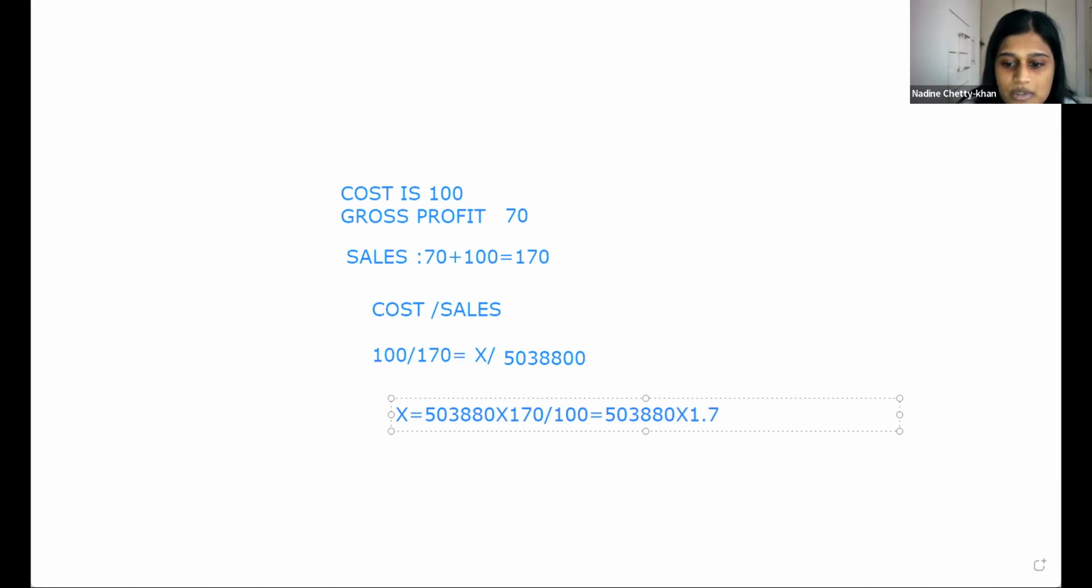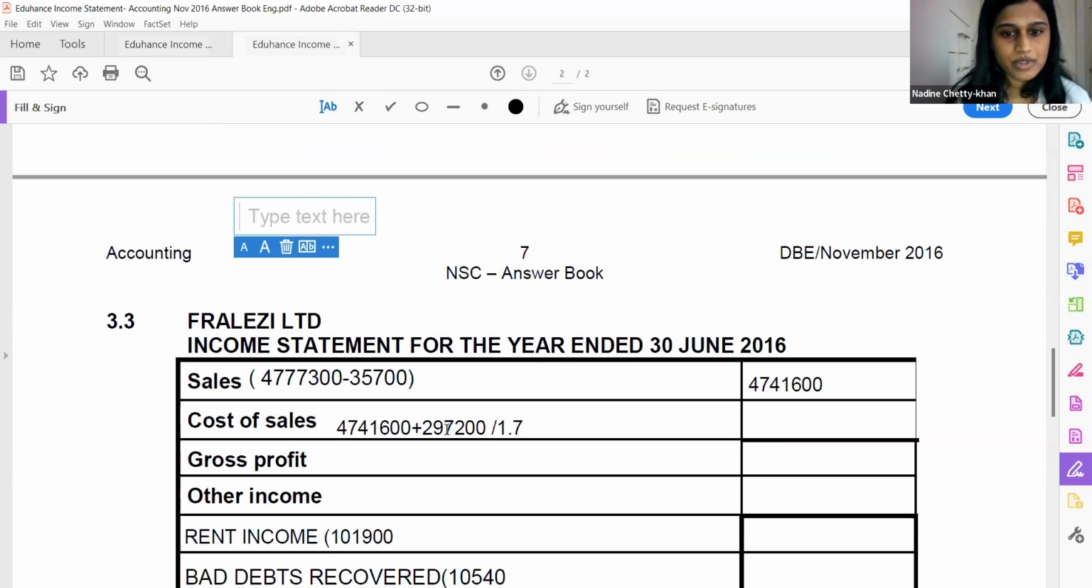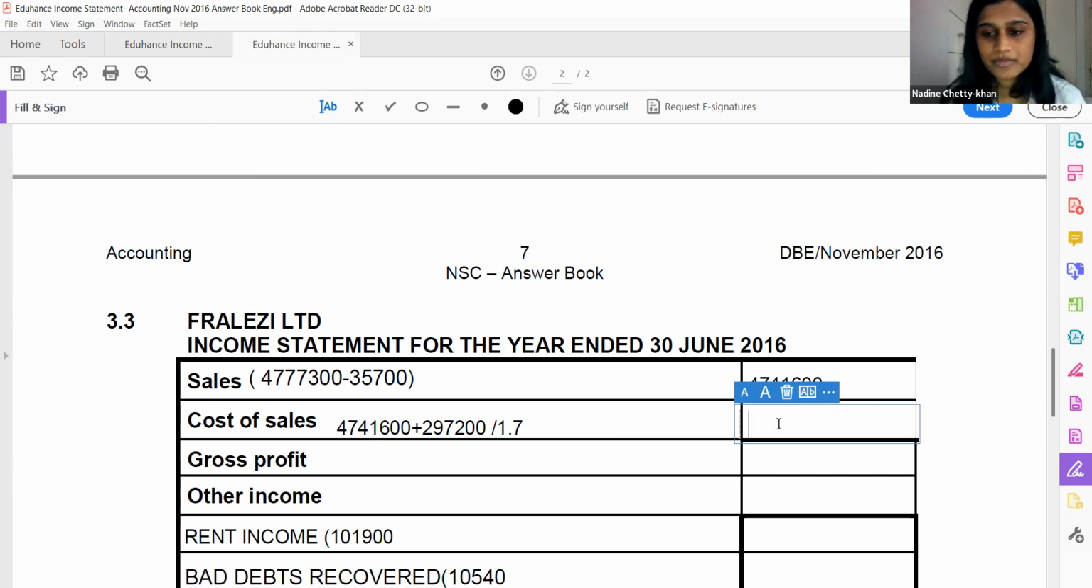So let's go back to the scenario. So we've taken the total amount of sales, the 474,600. We added back the allowance of 297,200 to give us total sales. If you add those two numbers, you'll get 533,800. And we divide it by 1.7 to give us a cost of sales. And remember, we have to put it in brackets because cost of sales is an expense, 2,964,000.